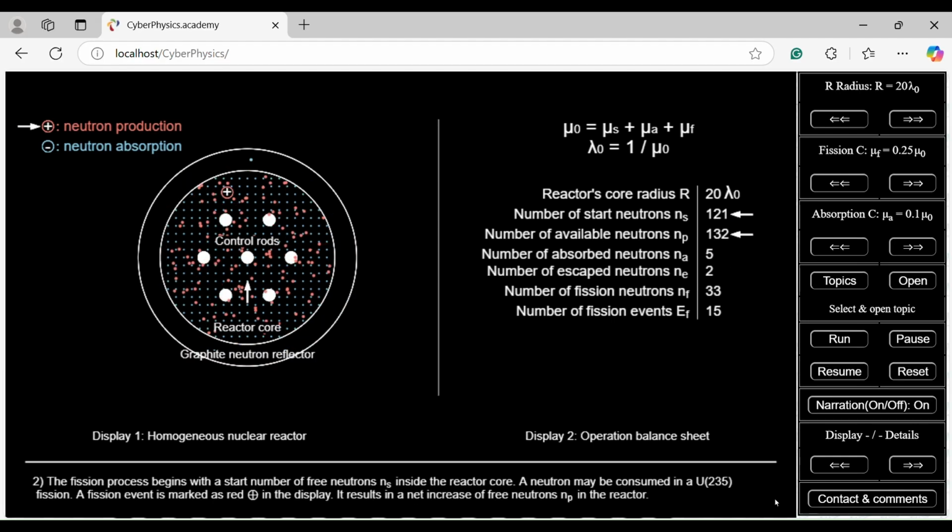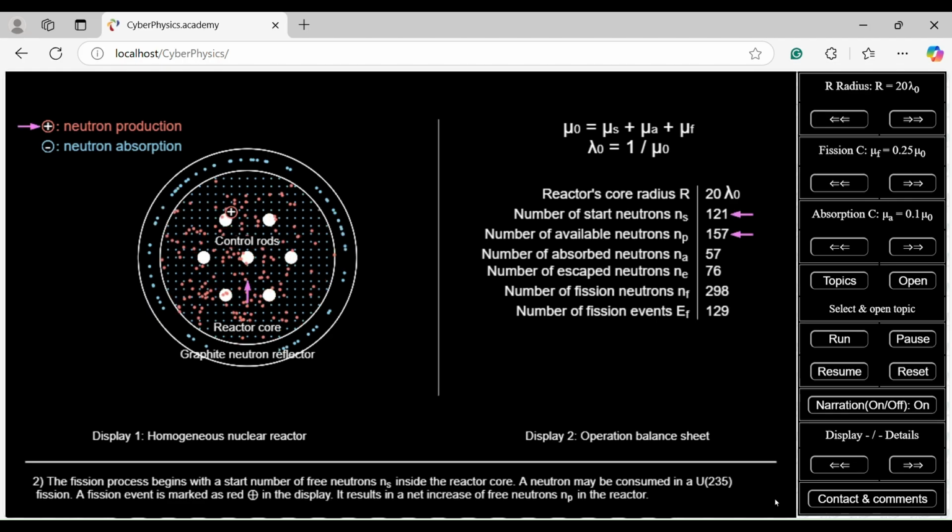The fission process begins with a start number of free neutrons ns inside the reactor core. A neutron may be consumed in U-235 fission. A fission event is marked as a red plus sign on the display. It results in a net increase of free neutrons Np in the reactor.